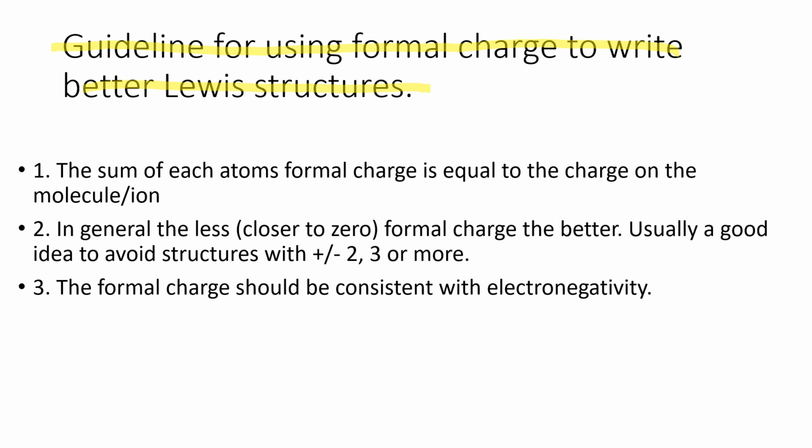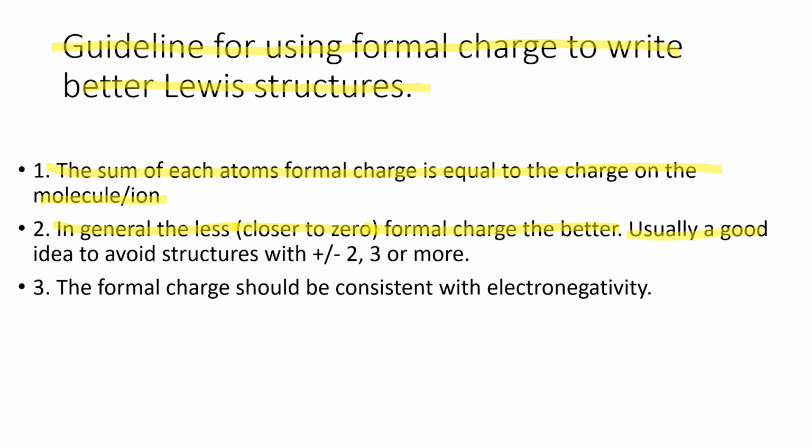The first is that the sum of each atom's formal charge is equal to the total charge of the molecule or the ion. Second thing that we're going to see is that in general, the less formal charge, the better. And this doesn't mean more negative or less positive, it means closer to 0. You want to shoot for 0, even though sometimes 0 isn't a possibility.